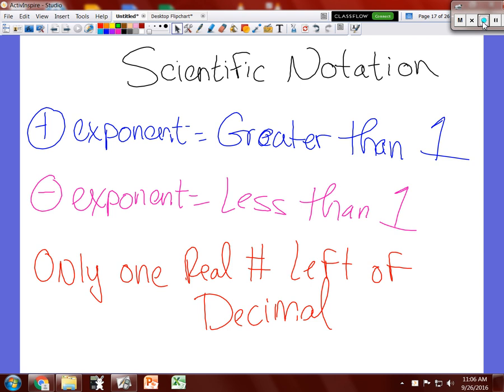So if you see the expanded form and it's greater than 1, and you have to write it in scientific notation, you need a positive exponent. So you can look at it from both perspectives. Or if you see the scientific notation and you see a negative exponent, you know that the value is going to be less than 1.